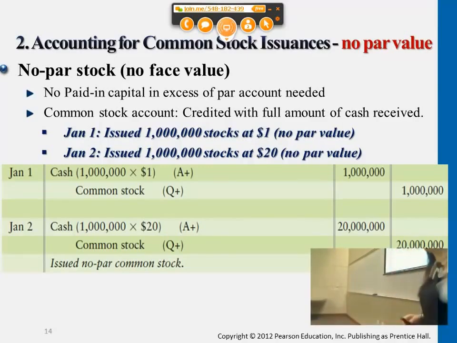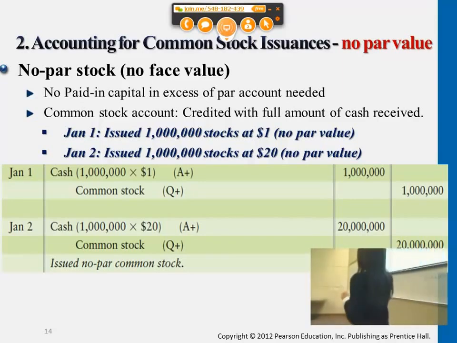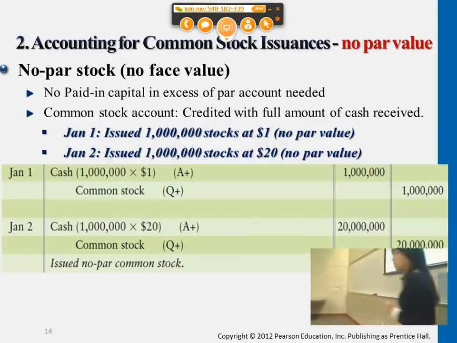If on January 1st they issue stock when the market price is $1 per share, then the journal transaction will look like this. We would debit cash and credit common stock by the number of shares times the market price of $1. Well, let's say the following day they issue an additional 1 million shares, and now the market price boosts up to $20, for example. In this case, when they journalize the entry, again, it's just debit cash and credit common stock, just the dollar amount that they receive, the market price.